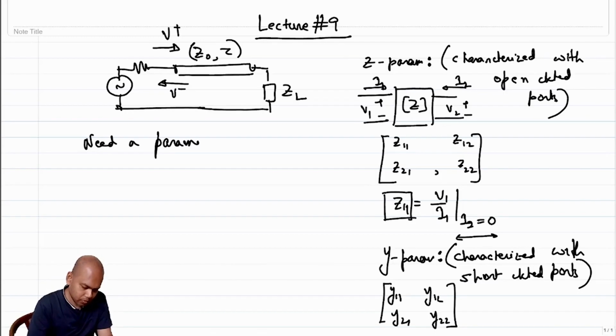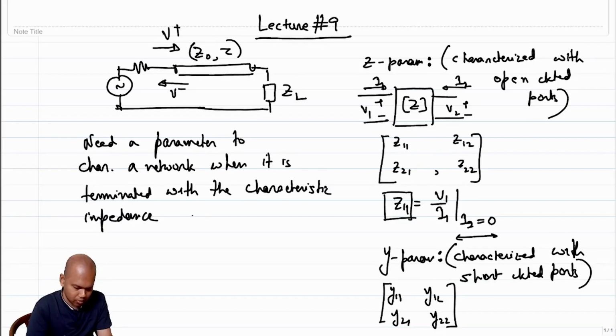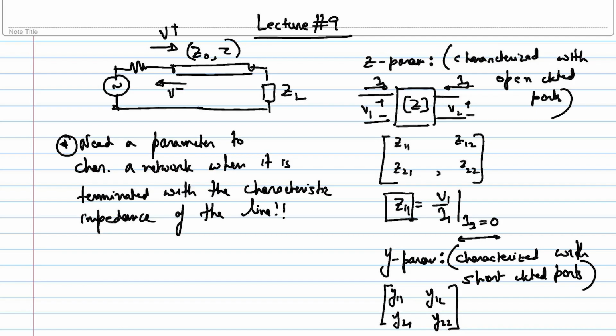So we need a parameter to characterize a network when it is terminated with the characteristic impedance of the line, right? So this is the need of the day, okay?